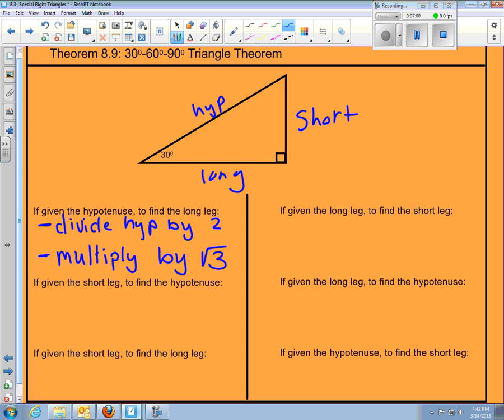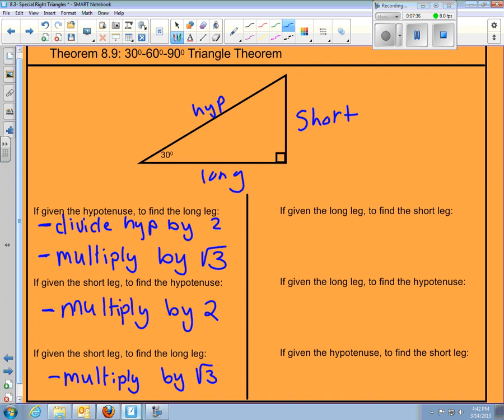All right, next one. If given the short leg, to find the hypotenuse, here we're going to multiply by square root of 2. Or, sorry, excuse me. Remember, square roots of 2 is just for the front side. Multiply by just plain old 2. All right. Remember, if I'm going too fast for you, please, please, please pause, rewind, watch it again. All right, if we're given the short leg, to find the long leg, you're going to multiply that by square root of 3.